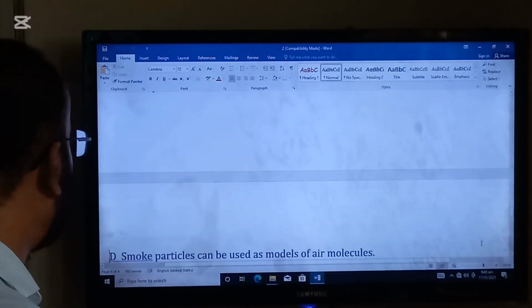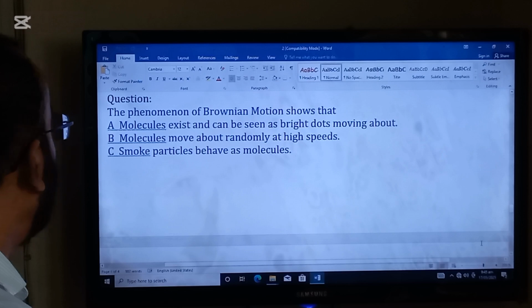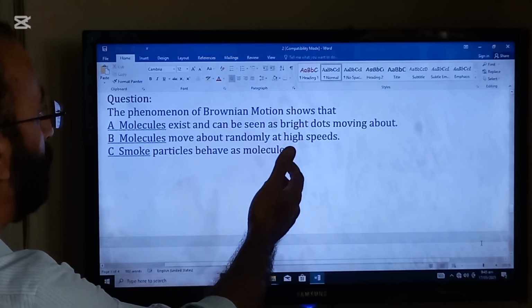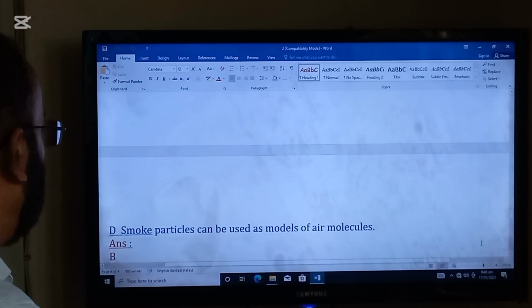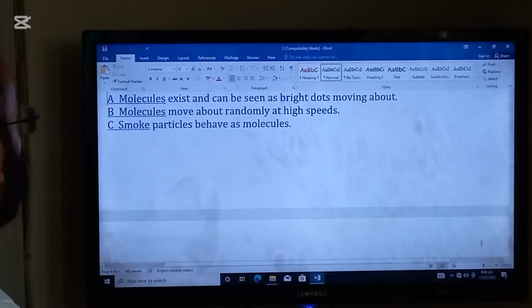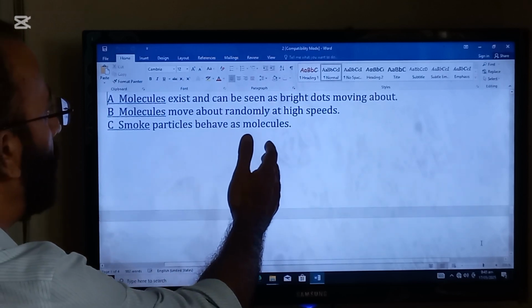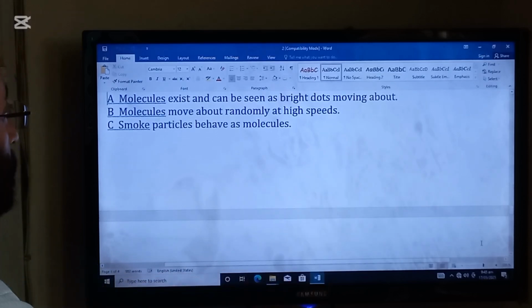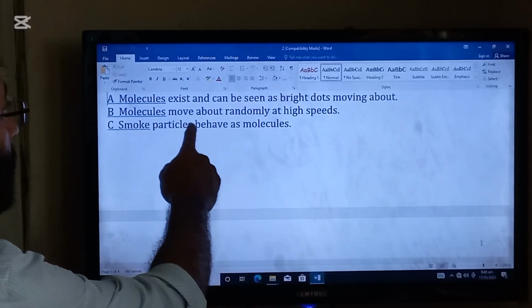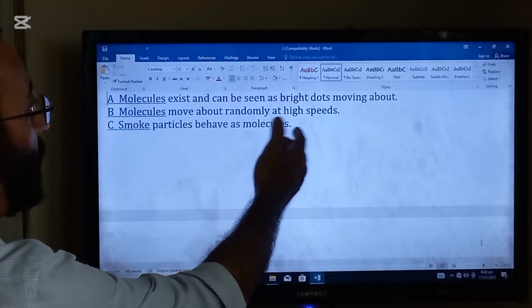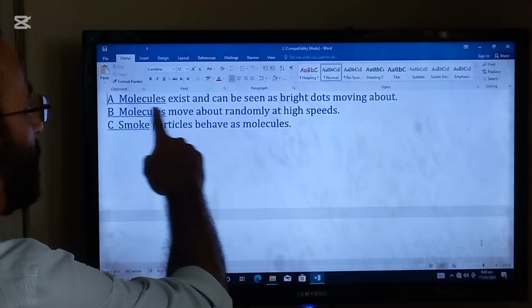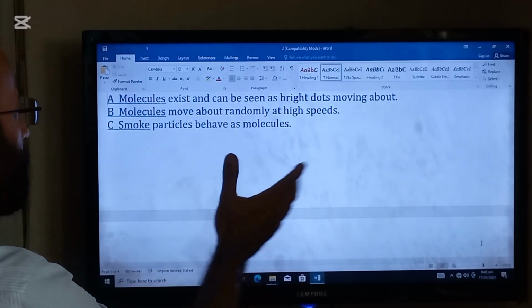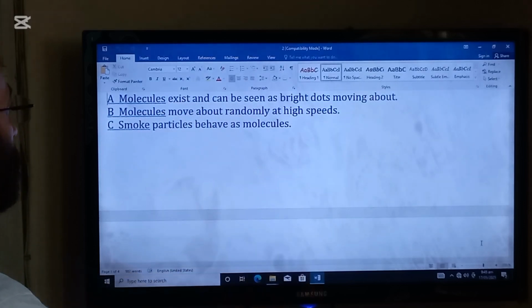Here is another question. The phenomenon of Brownian motion shows that... B option is right, that is, molecules move about randomly at high speed. A option is, molecules exist and can be seen as bright dots moving about. Here it is not given smoke particles, so that's why A option is not right.